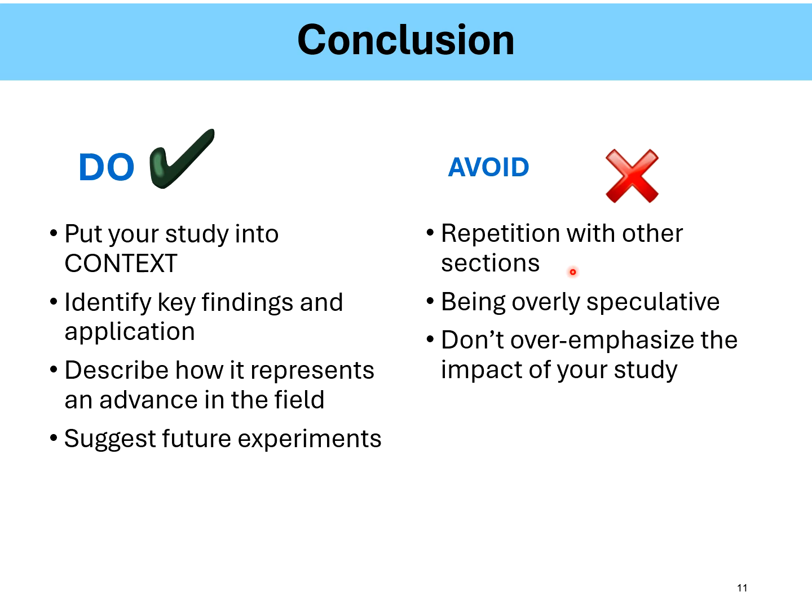And you have to avoid repetition with other sections. Don't repeat the conclusion mentioned in the abstract section. Paraphrase it and elaborate it. Here you need a crisp but sufficient conclusion. Being overly speculative should be avoided. Don't overemphasize the impact of your study.